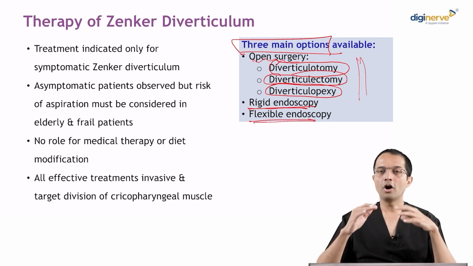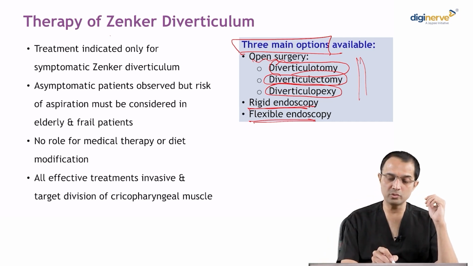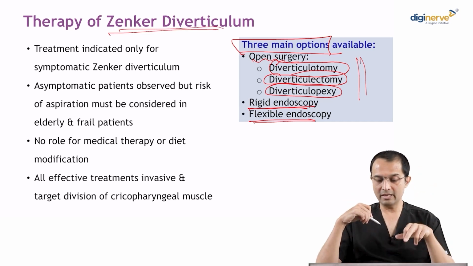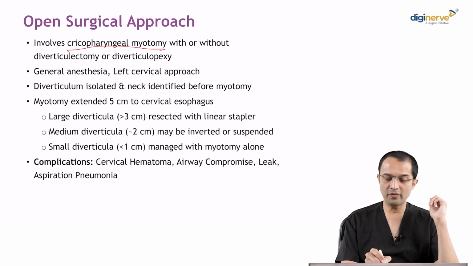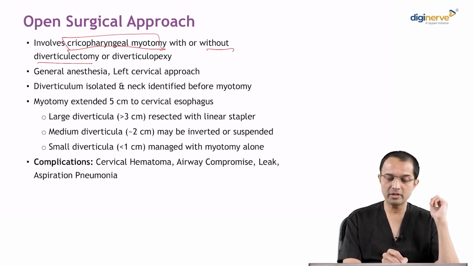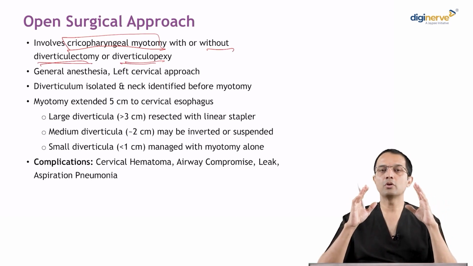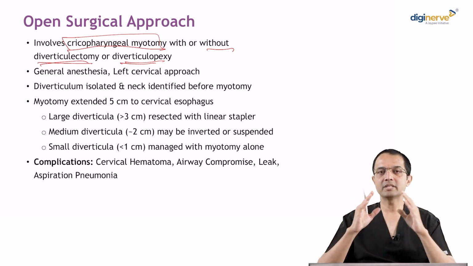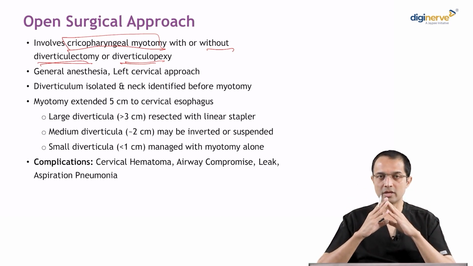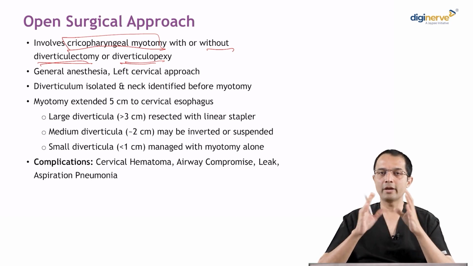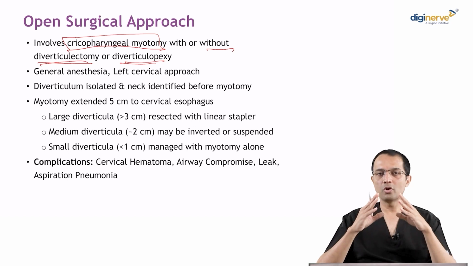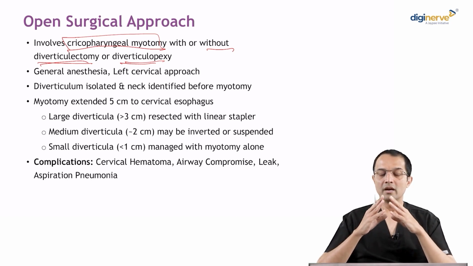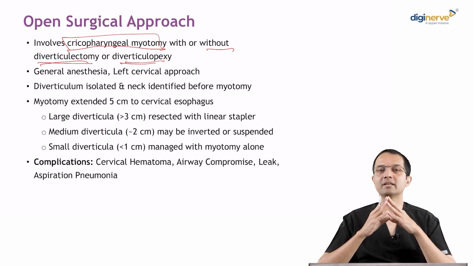Let us discuss all these treatment options with respect to Zenker's diverticulum in detail one by one. The open surgical approach is the cricopharyngeal myotomy with or without diverticulectomy or diverticulopexy. Whenever you are doing an open surgical procedure for Zenker's diverticulum, you will do a cricopharyngeal myotomy so that the muscle is cut, and you will add either diverticulopexy or diverticulectomy. The procedure is done under GA.